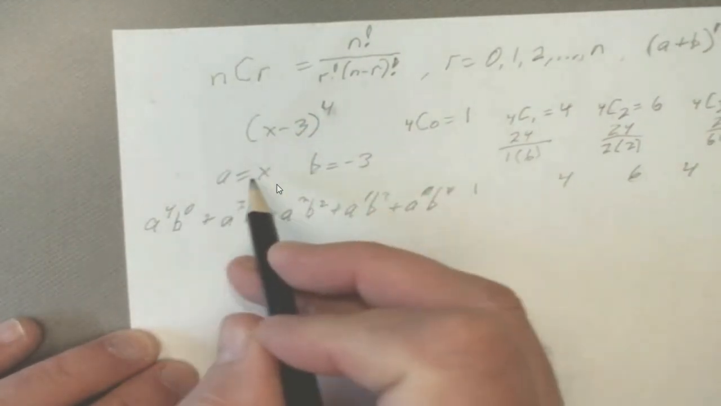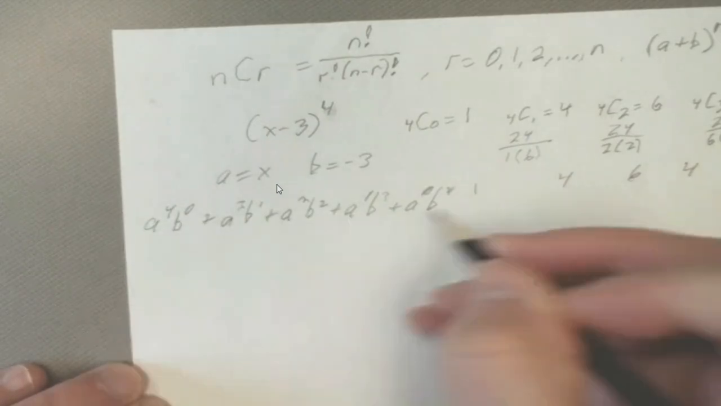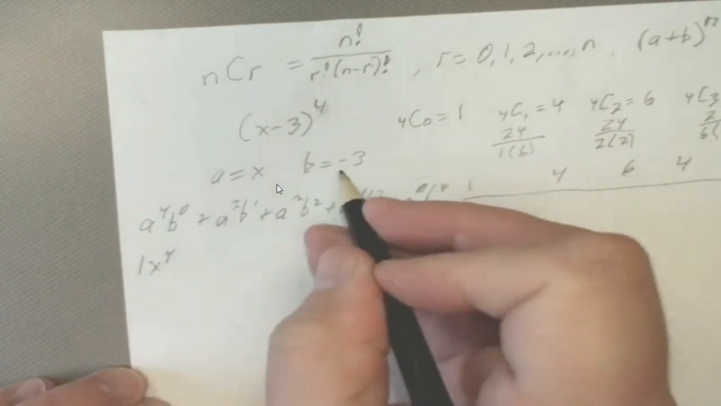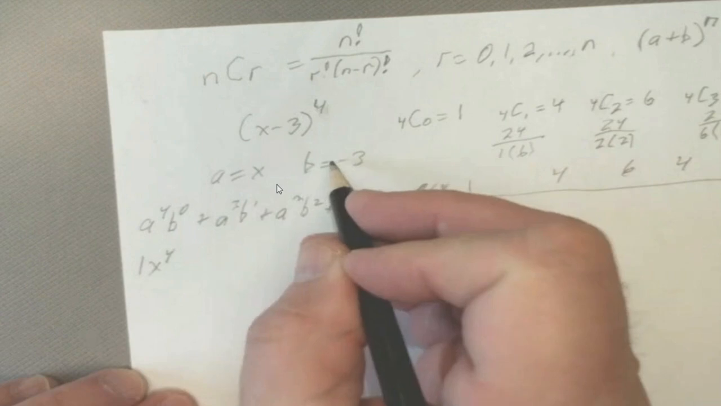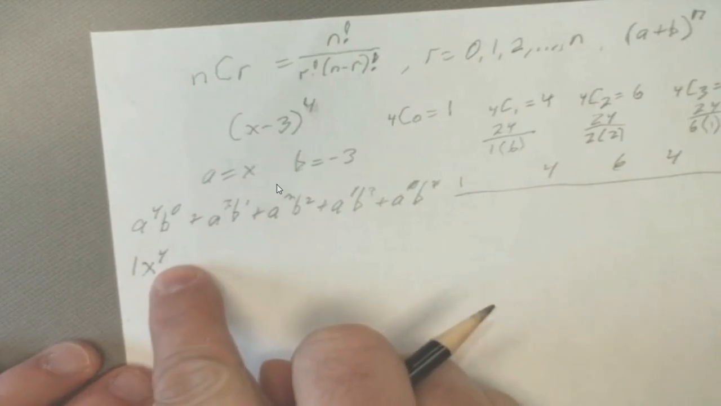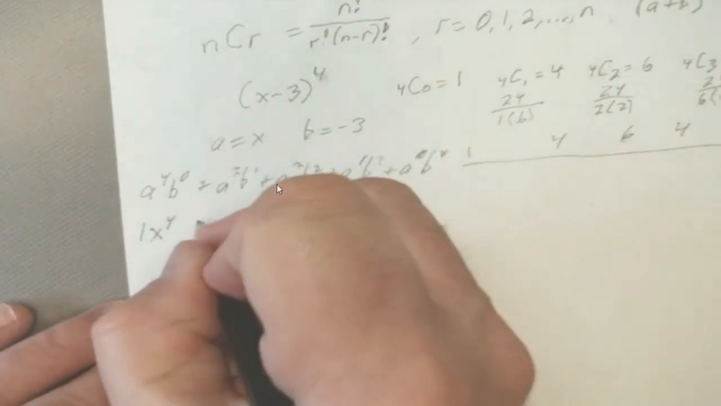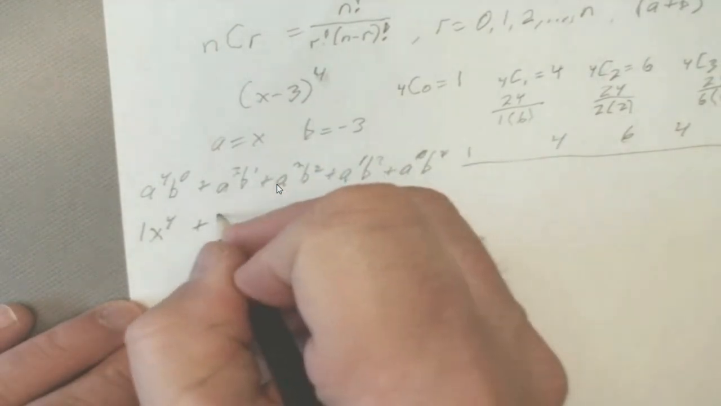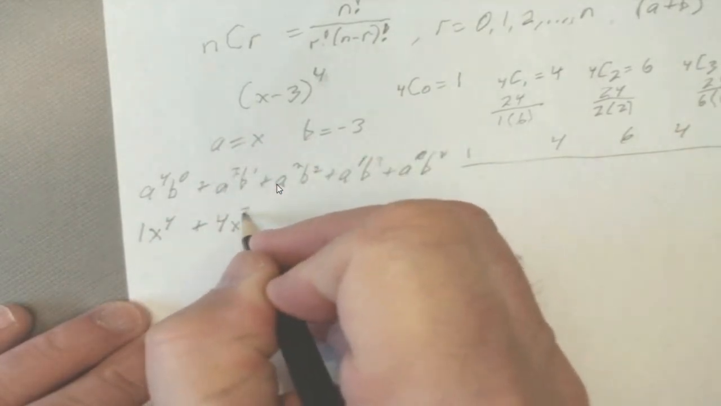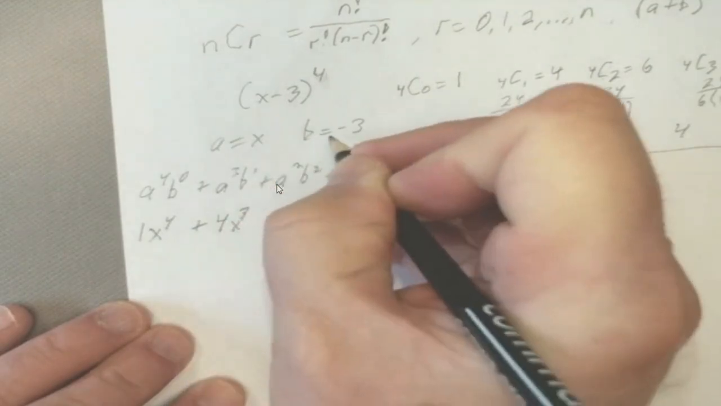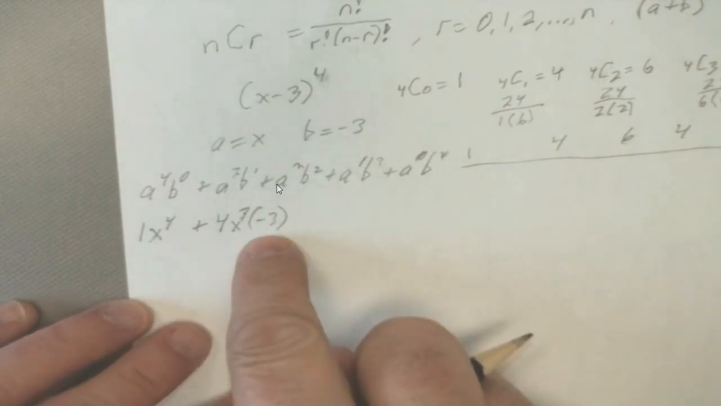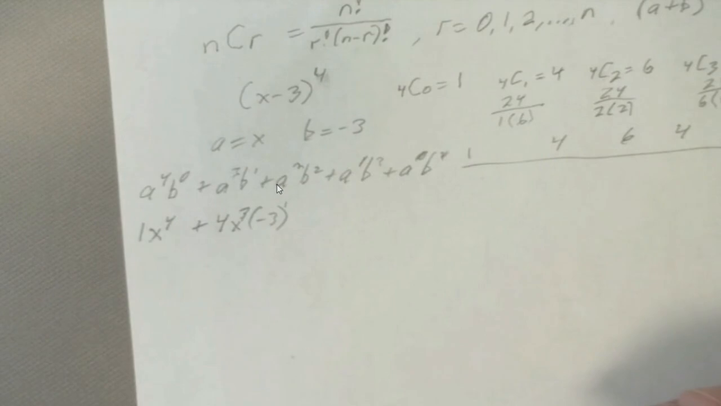So if we're doing this, x and negative 3, we would have these coefficients, 1 x to the fourth and negative 3 to the 0 power. So that's nothing, right? It's just 1. Negative 3 to the 0 power is just 1. So we don't have to put anything there. Plus, this would be the coefficient 4 times x to the third, and b to the first, times negative 3. That's b to the first power. We could put a first power on it, but it doesn't change anything.